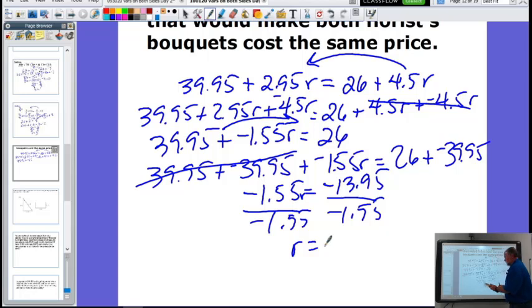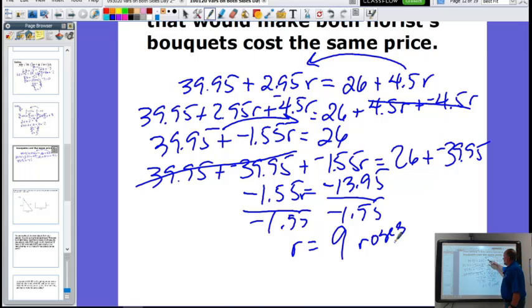And I end up with R is equal. And so I do that negative 13.95 divided by negative 1.55. And you find out that R is equal to 9. Now, what kind of a label would we have on this? The question asks, how many roses do you need to sell in order for the bouquets to be the same? So this 9 is roses. So that's a real world situation problem.